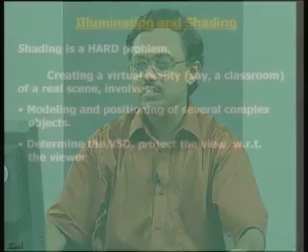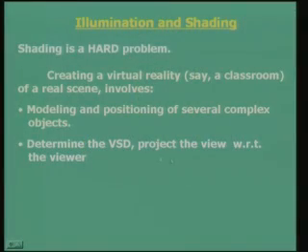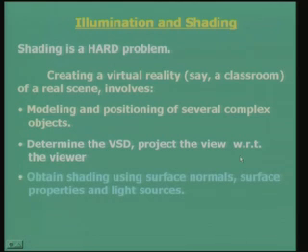So, using VSG algorithms, determine the visible surface and project the view with respect to the viewer. Project the view as you are seeing it, and obtain the shading using surface normals, surface properties and light sources. That is what you do next. That is the main essence of our talk today. This is the most important part, where we talk about shading using surface normals, surface properties and light sources.